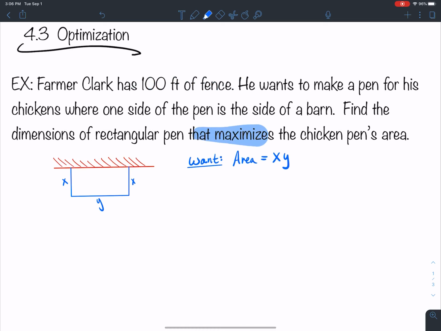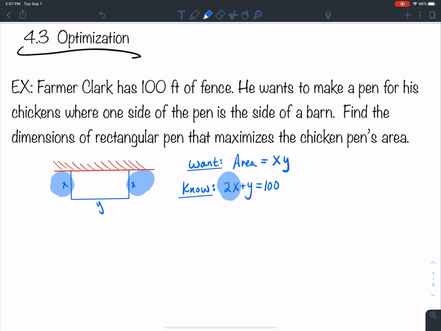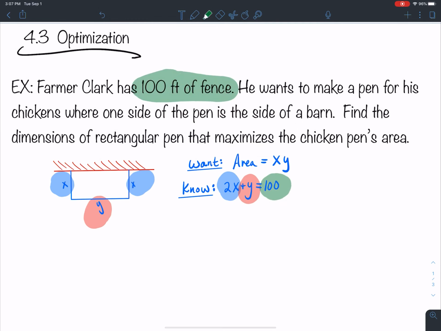Now, what I want is to maximize the area. How do I find the area of a rectangle? I do base times height. So x times y here for base times height. And what do I know? Once again, I know that the fence is 100 feet total. To get the perimeter of the fence, I just need to add all three sides. And so I have two x's, so that's 2x there, plus y, and that equals 100 feet total of fencing. So that's how we relate the two variables.